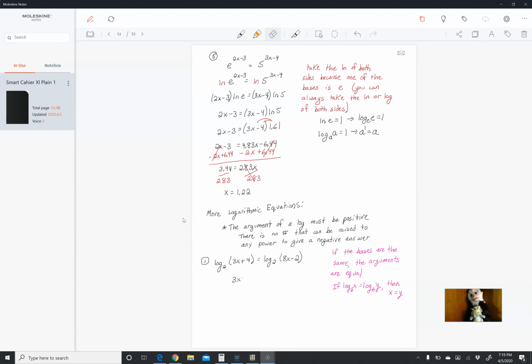So 3x plus 4 is equal to 8x minus 2. And then we have this nice little neat linear equation that we can solve. So we're going to solve for x. We're going to subtract 3x from both sides, which means that we're going to add 2 to both sides.